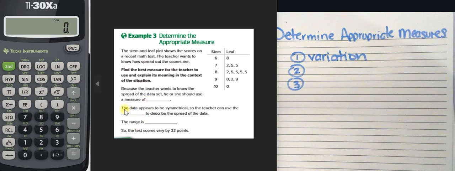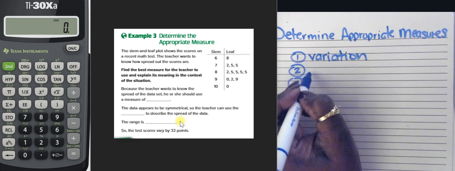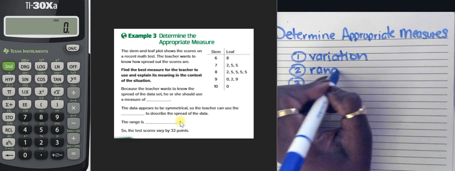The second thing is the data appears to be symmetrical, which we can see because if we slice through the middle, it looks like it's pretty much the same on both sides, the upper and the bottom. So the data set appears to be symmetrical, so the teacher can use, remember when it's symmetrical, for our variation, we can use the range. So we're going to say the range.